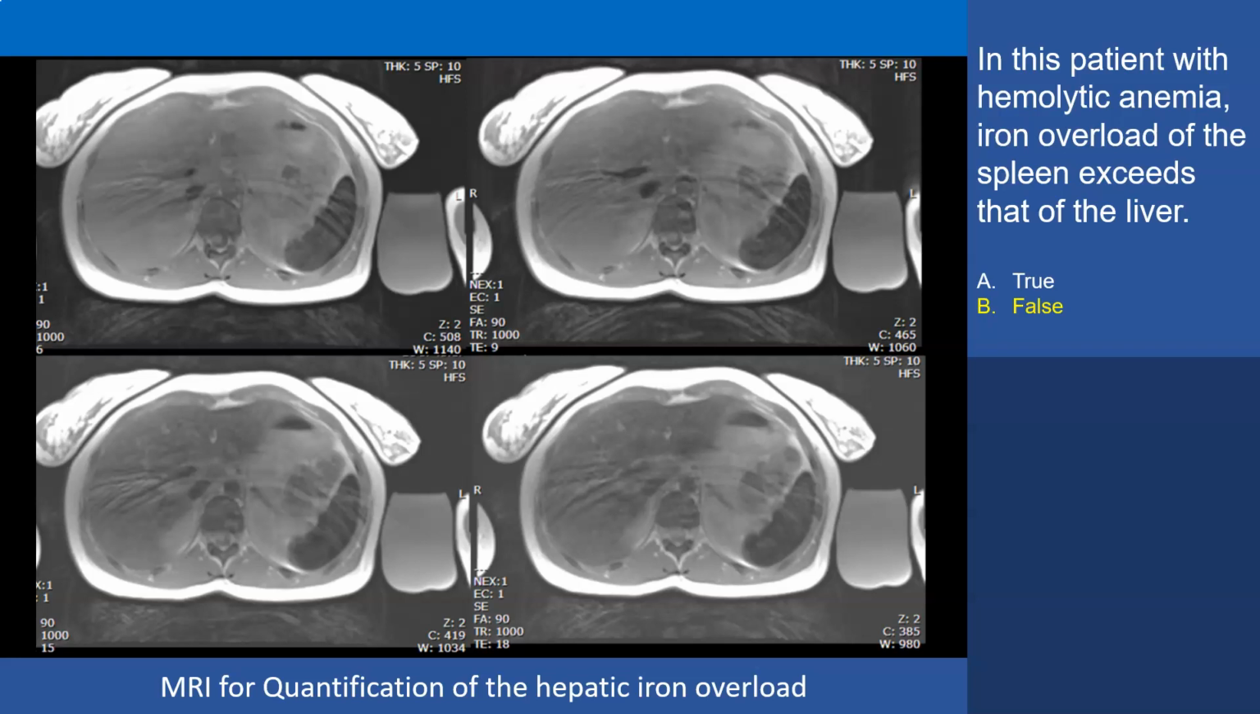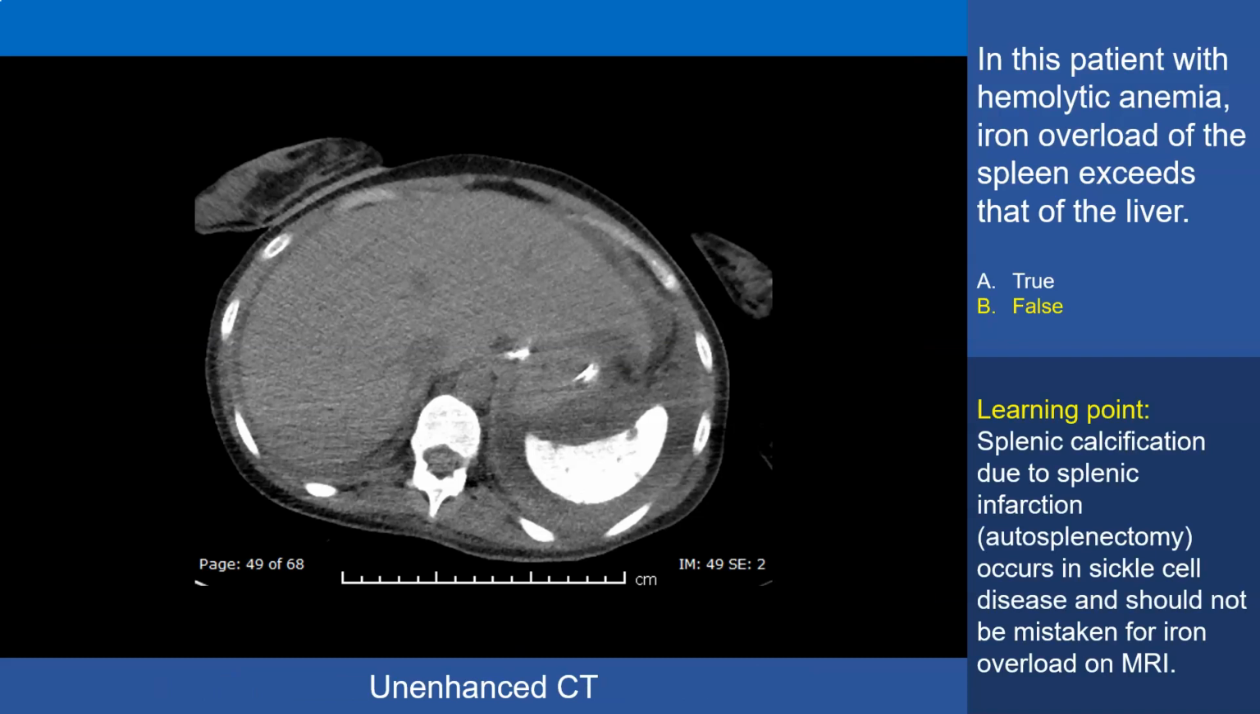Signal intensity of the spleen is extremely low from the start, and unlike that of the liver, which shows decrease as we increase the TE compatible with iron overload, the spleen has a fixed signal intensity which is low from the start. The reason why this spleen is showing low signal intensity on the MRI is that it is heavily calcified, and this happens in one type of hemolytic anemias, which is the sickle cell disease, because of the autosplenectomy or the multiple splenic infarctions followed by calcification.